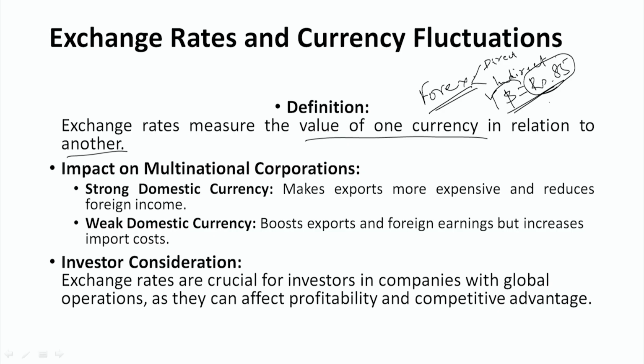So when there is a fluctuation in exchange rate, and if suppose the exchange rate is considered to be good from the domestic point of view, let us assume that the rate of $1 has changed from 85 rupees to 80 rupees.